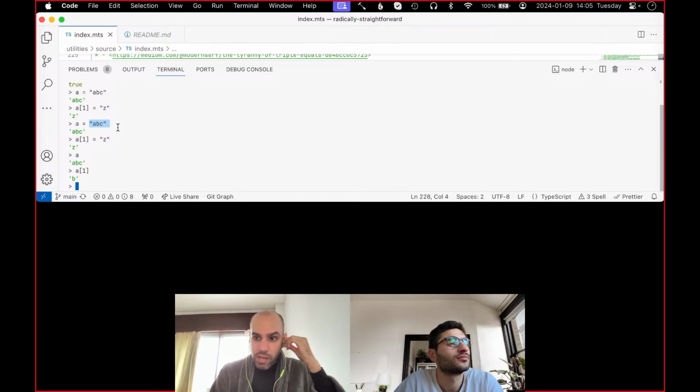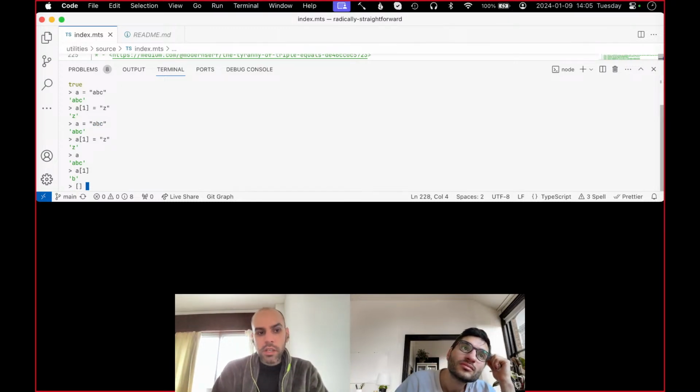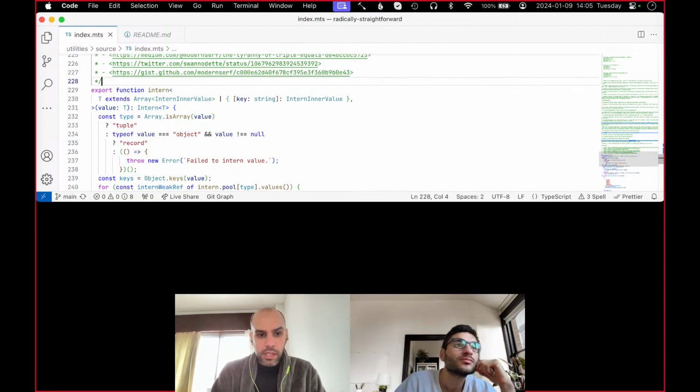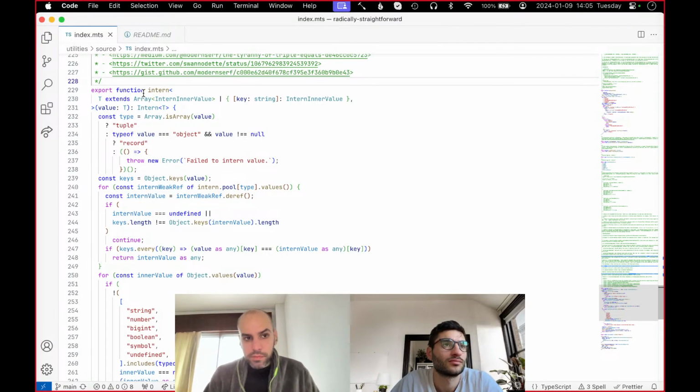And in JavaScript, it will intern all the primitives: strings, ints, big ints, symbols, booleans. I may be forgetting something. But it does not intern arrays, objects, and so on. So what the auxiliary function does here is to create its own pool of interned objects.